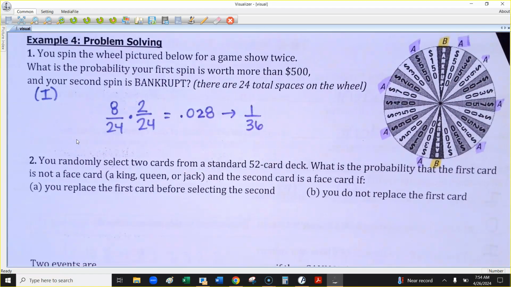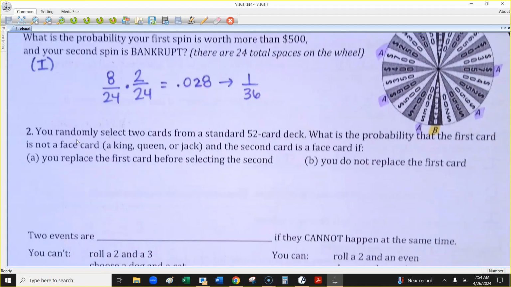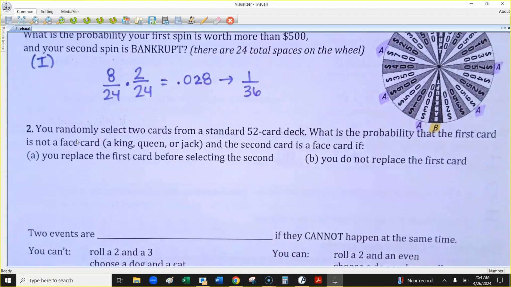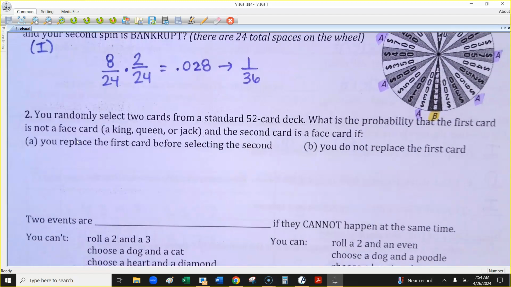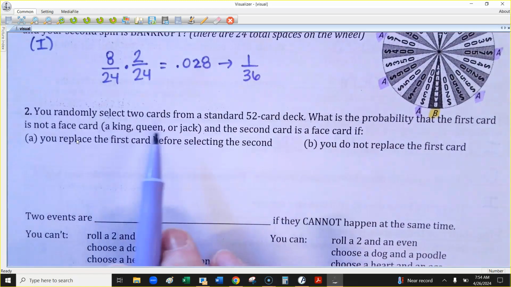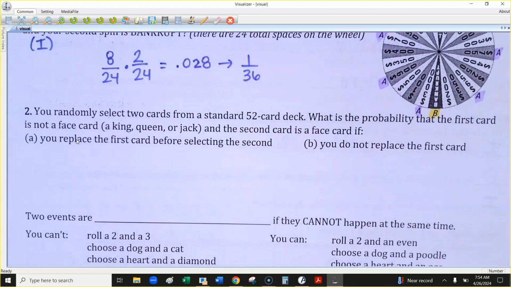Okay. Now I'm finding people don't know a ton about decks of cards, so we might have to talk about this one for a second. It says you randomly select 2 cards from a standard 52 card deck. What's the probability the first card is not a face card? So not a face card would be like ace, 2, 3, 4, up to 9. A face card is a king, a queen, or a jack.